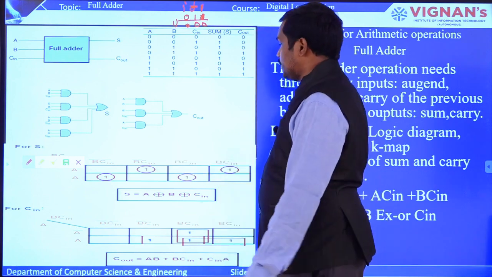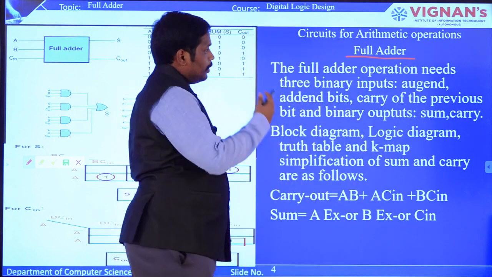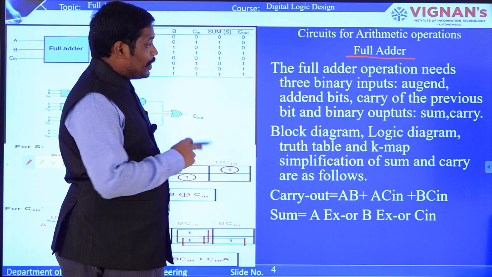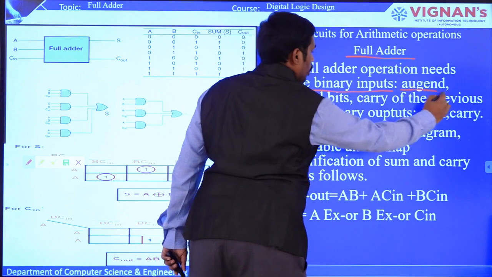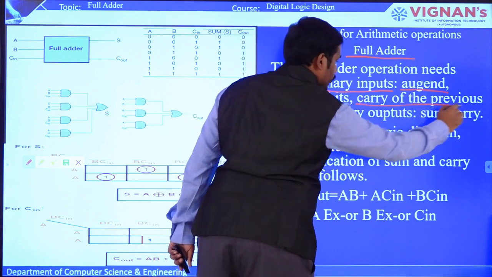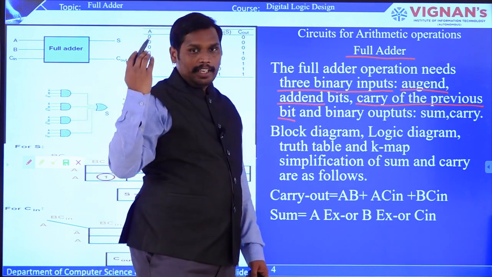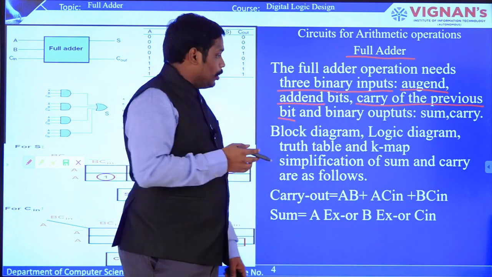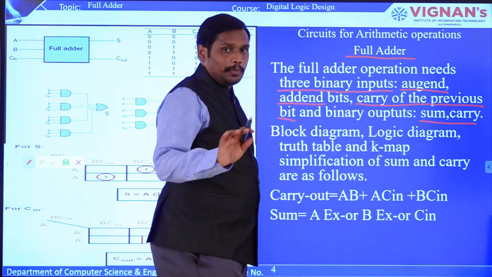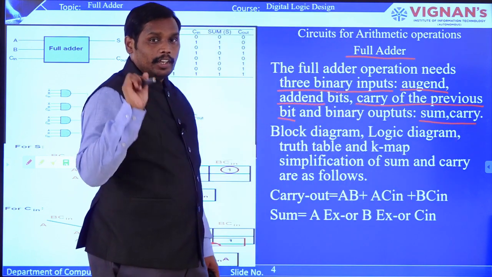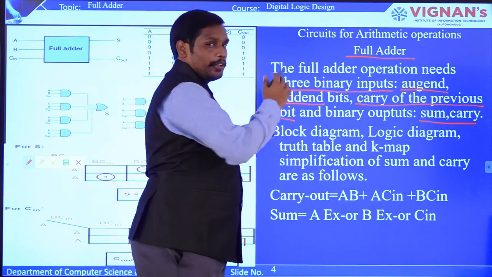So with the full adder, you can see this is the circuit for arithmetic operations where the carry is also considered. Here we have 3 binary inputs, which are the augend, the addend and the carry of the previous bit. For example, in the example that we have taken, 1 plus 1 is 0 and the carry is forwarded to the next bit. That is what we call the carry of the previous bit, and the binary outputs are sum and carry. Same as the half adder, the outputs are the same, but the input is different, as you add a third bit. You understood the importance of the third bit, right? This is how you have a full adder.